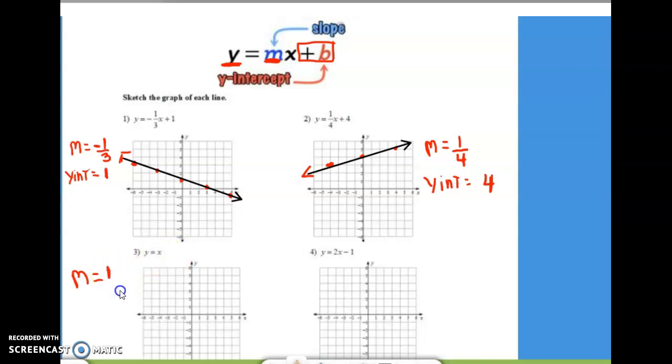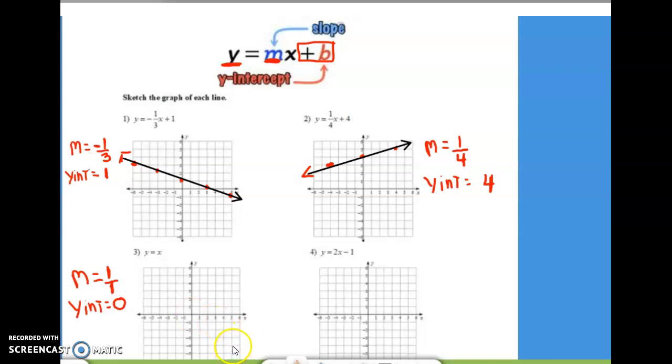Now, very important is that I always want a slope as a fraction. So to make any whole number a fraction, you're just going to put a 1 underneath it. Okay? Now, as far as the y-intercept, I do not see any. There is nothing, so nothing to me means 0.